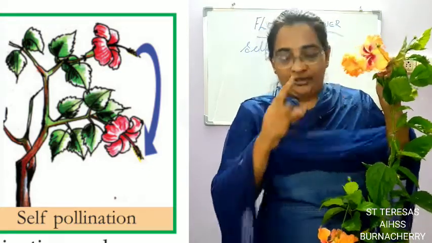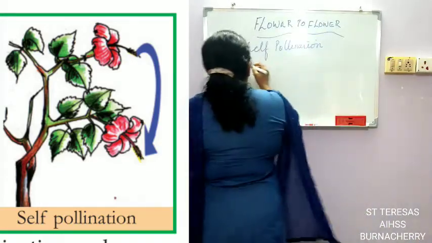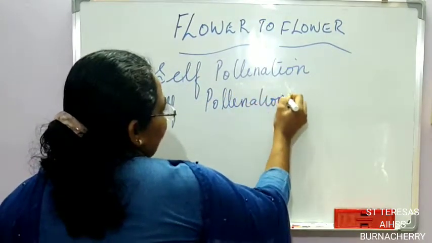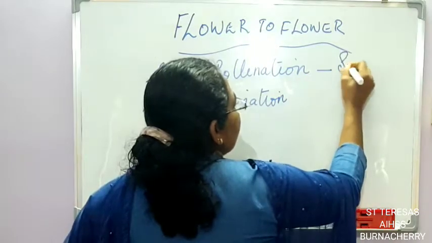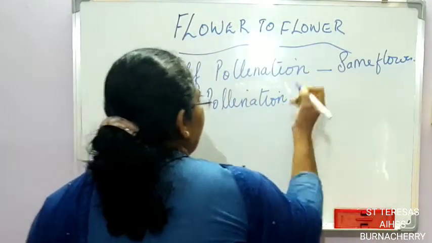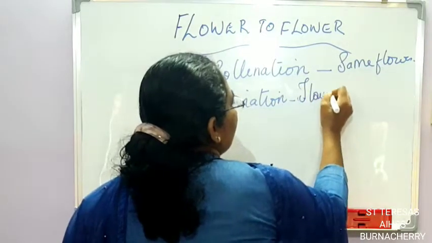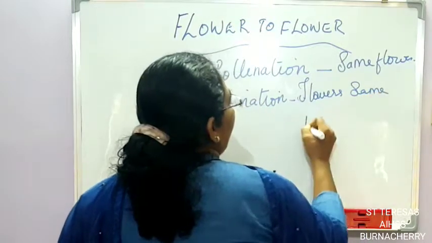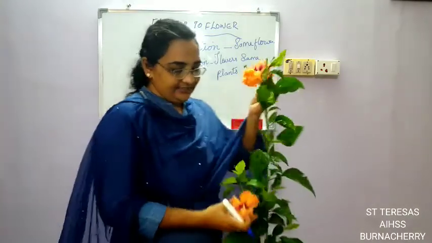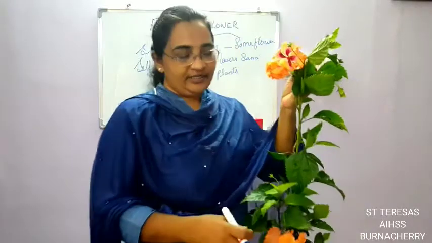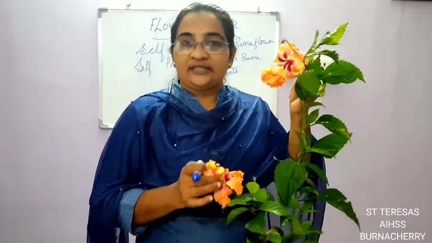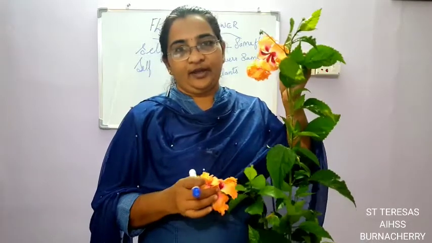Then that type of pollination is also called self-pollination. So there are two types of self-pollination. Did you understand? The first one is in the same flower. The second one is in the flowers of the same plant. First one, self-pollination, is in the same flower. The second type of self-pollination, when the pollination happens on two flowers in the same plant, that is self-pollination. Now, is it clear? I hope you have no doubt in that.